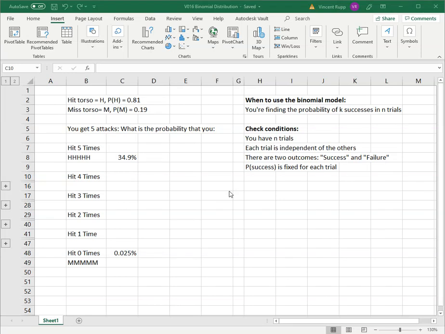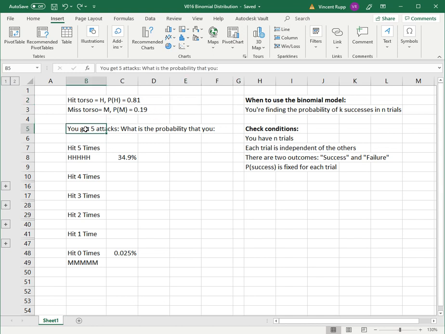In the previous video, we looked at a few sequences with this situation. We were going to hit a bad guy in the torso, which here I'm going to abbreviate that event, hitting him, as H and missing as M. And the associated probability was the probability of a hit was 0.81, probability of a miss was 0.19. And again, those add up to 1 or 100% because there were no other options in this case.